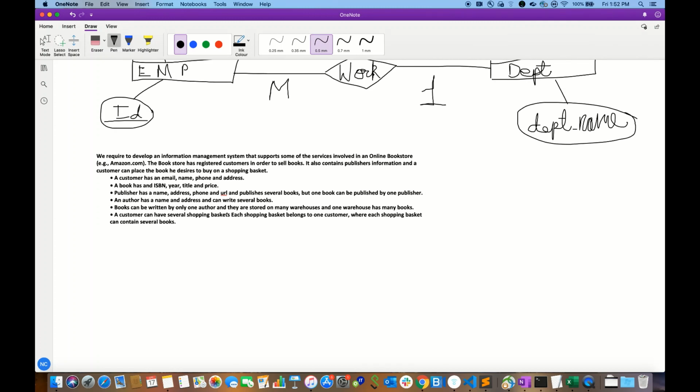In the very first step of the design, we need to identify the entities. So the first entity is the customer. The second entity is the shopping basket.